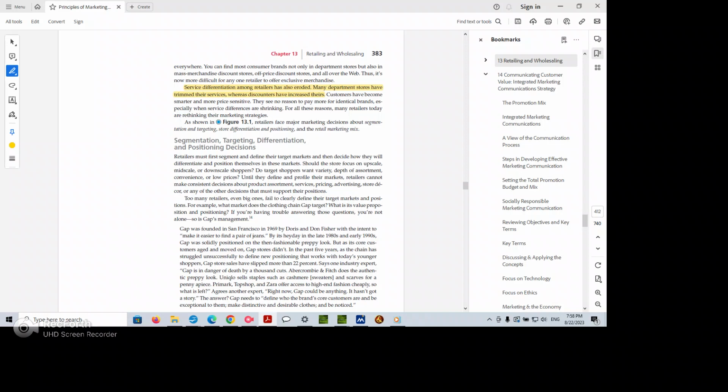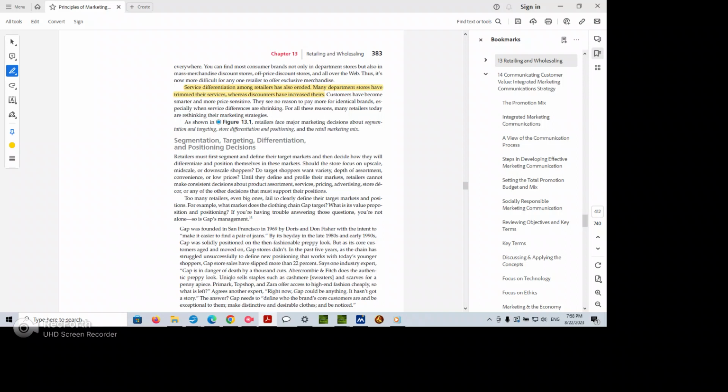Plus, self-service kiosks can be in operation 24 hours a day. Remember that customers have become smarter and more price sensitive, so it is easier to sell those types of solutions and also to get people to accept those. Now let's talk about this from a marketing standpoint.